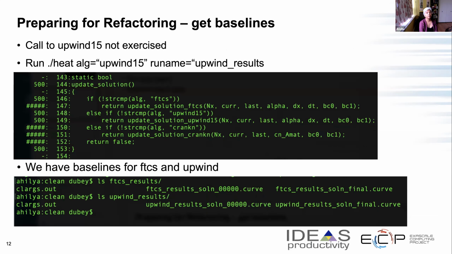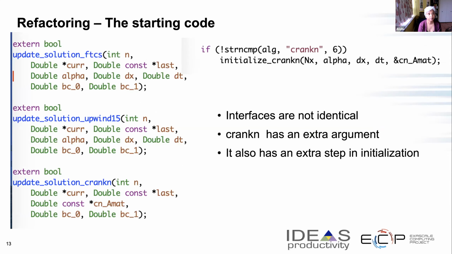Now we run the heating algorithm as upwind 15 and generate our runs in another directory called upwind results. When we run coverage now, we can see that even though we don't have coverage for update solution FTCS, we have coverage for update solution upwind. So we have baselines for FTCS and for upwind. We are ready to do the refactoring, where we combine these two into a single heat.c.